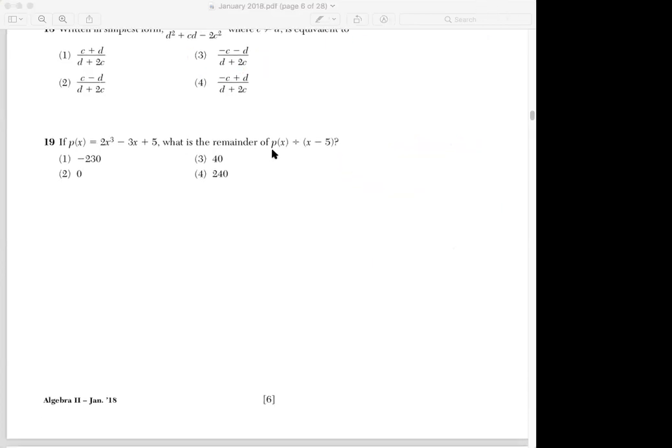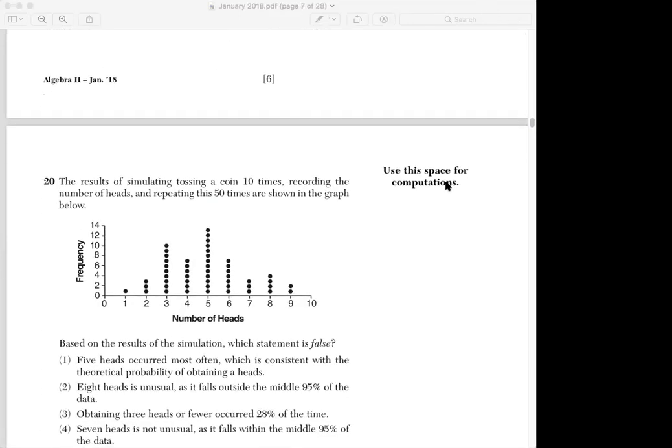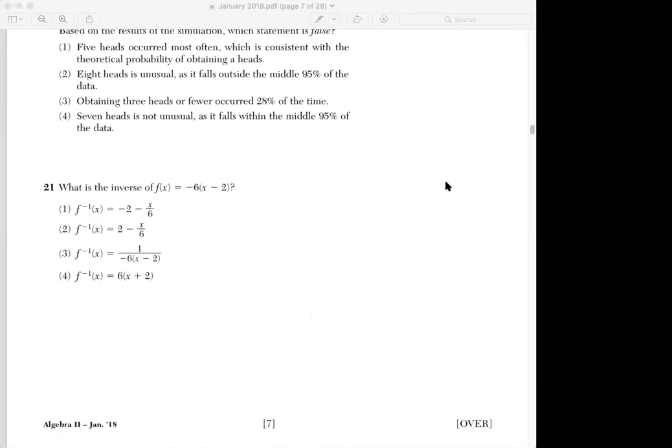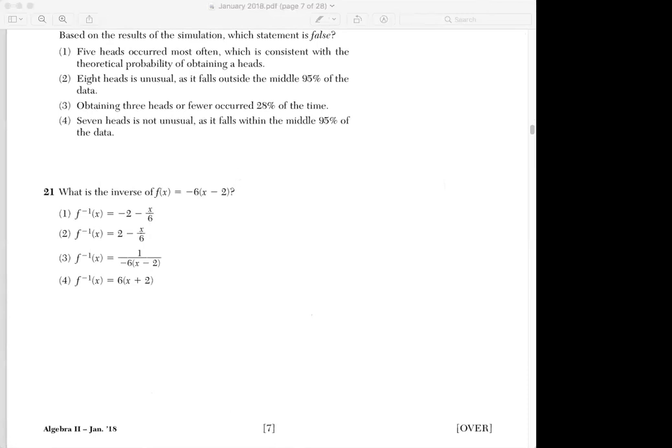Okay, 19, easy. Remainder theorem. Very, very easy. You just do f of 5, and I believe that comes out to 240. 20, not doing it. 21, inverse, swap the x's and y's.